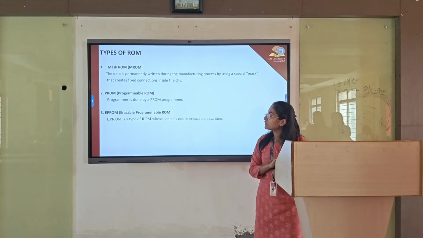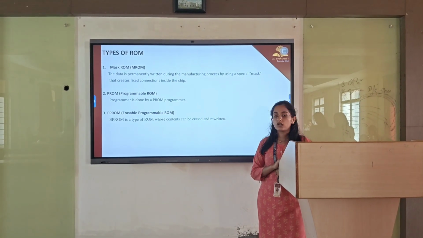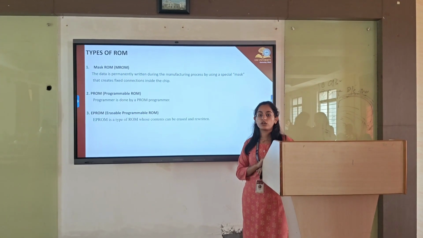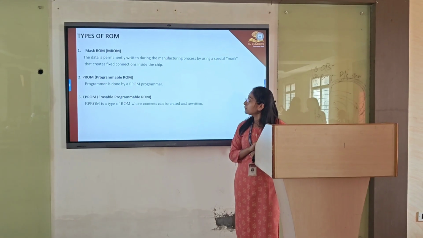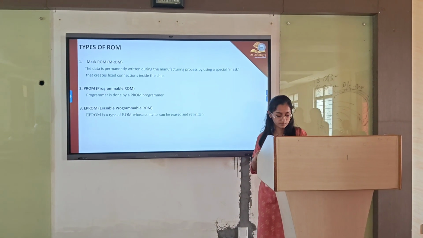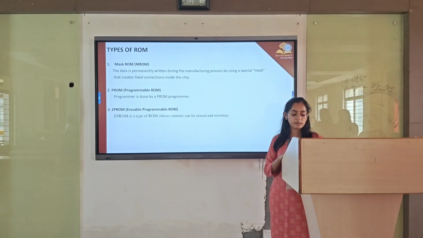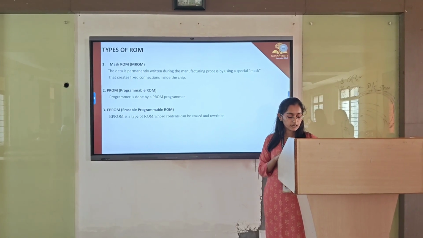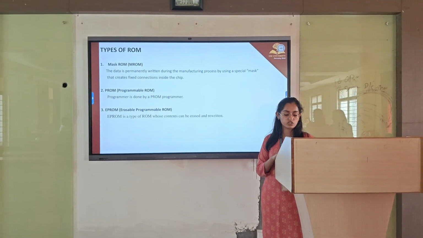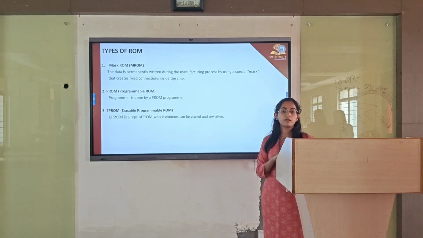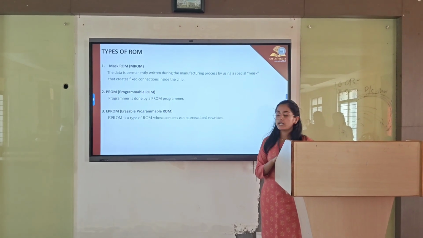Next one is PROM, programmable ROM. Here also the user cannot change or modify the data. PROM is manufactured as a blank memory. Contents can be programmed once after production. Programming is done by a PROM programmer.